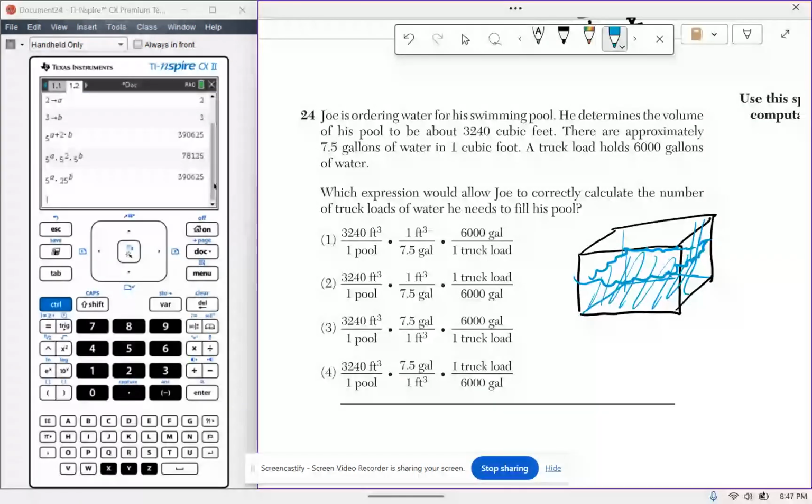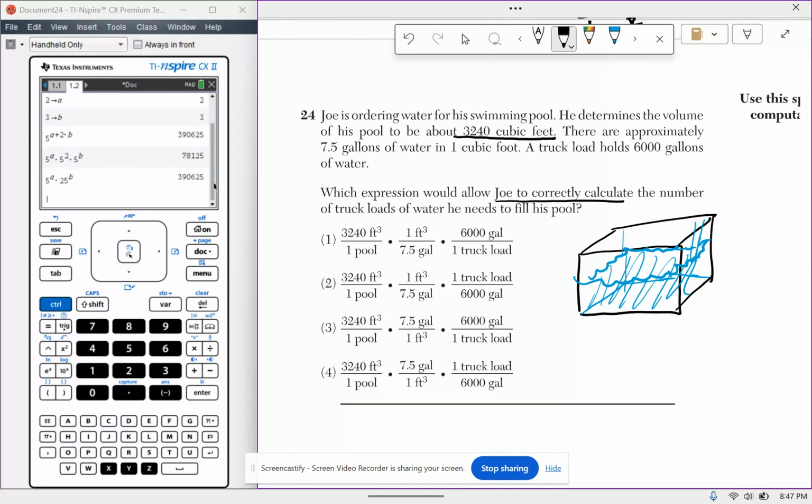He determines the volume of his pool to be about 3,240 cubic feet. There are approximately 7.5 gallons of water in 1 cubic foot. A truckload holds 6,000 gallons of water. Which expression would allow Joe to correctly calculate the number of truckloads of water he needs to fill his pool?